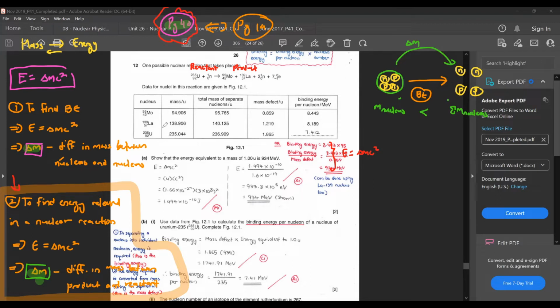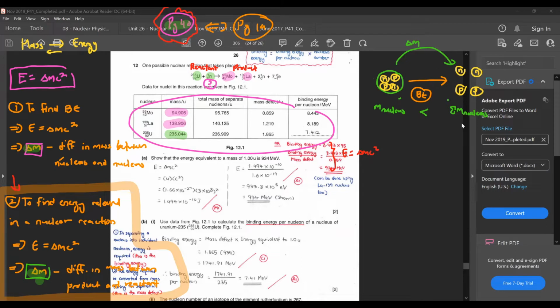Do I know the value of uranium? Yes, I do, because the value is given here. Do I know the value of mass for neutron? You don't see the values given here, right? So this one is missing. Do I know the value of mass for molybdenum? This one I also know because it's given right over here. Lanthanum is also given. All right, so molybdenum and lanthanum are given.